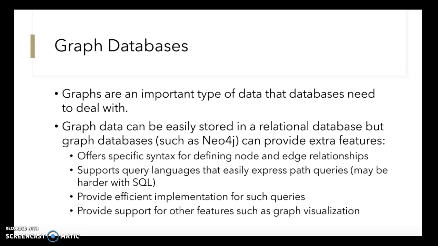Okay, so graph databases. Graphs are an important type of data, and databases need to deal with them. Graph data can be easily stored in a relational database, but graph databases such as Neo4j can provide extra features. It offers specific syntax for defining node and edge relationships, supports query languages that easily express path queries that may be harder in SQL, provides efficient implementation for such queries, and provides support for features such as graph visualization.